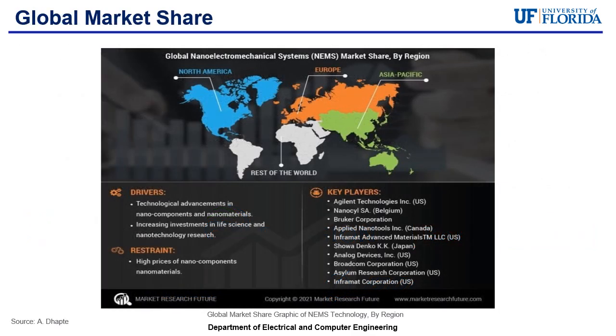Currently, in the global nanoelectromechanical systems market share, the figure displays key regions occupying the market share: North America, Europe, Asia Pacific, and the rest of the world. The main drivers of the NEMS market are technological advancements in nanoscale components and nanomaterials and increasing investments. And while with that, the main restraints holding back NEMS are the high prices of nanomaterials and the processing and fabrication of the NEMS devices themselves.